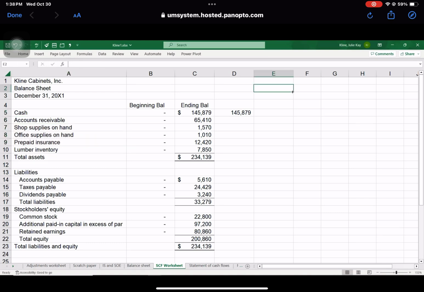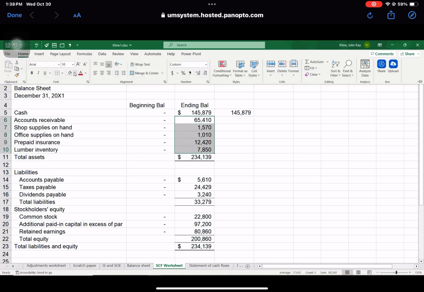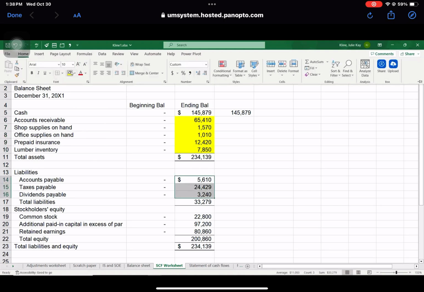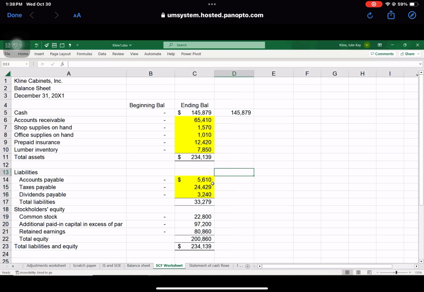So here's a quick overview. I like to first identify which accounts go in which section of the cash flow. So all of my current assets, so let's highlight my current assets here, and current liabilities, here's my current liabilities, typically go in operating. There is one exception. The one exception is that dividends payable does not go in operating.